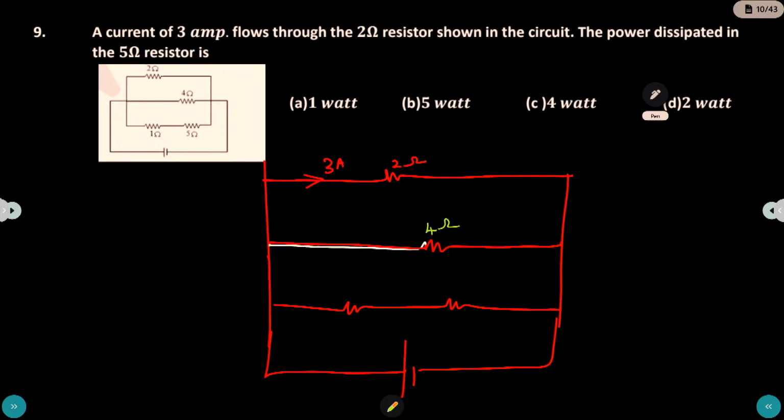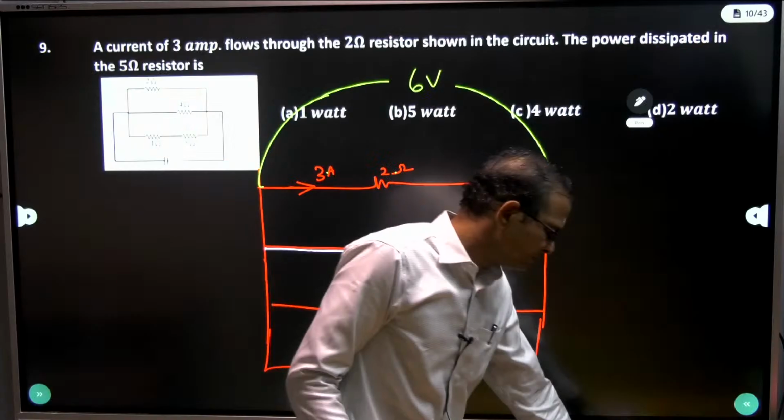Four ohm, 1 ohm, 5 ohm, right? What is the potential difference here? Tell me. What is the potential? 6 volt. 6 volt. Am I right?